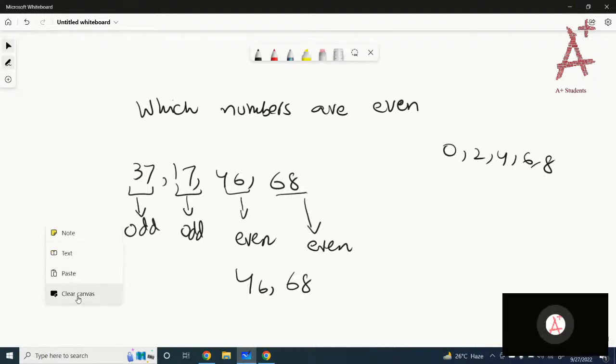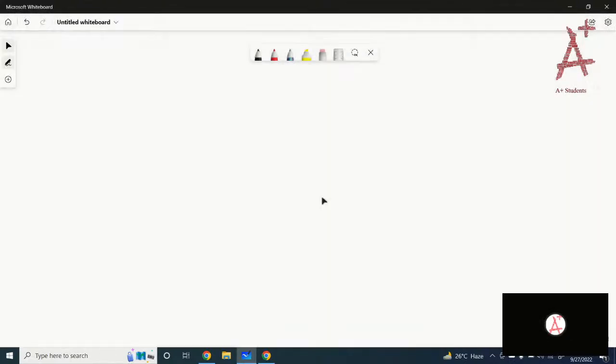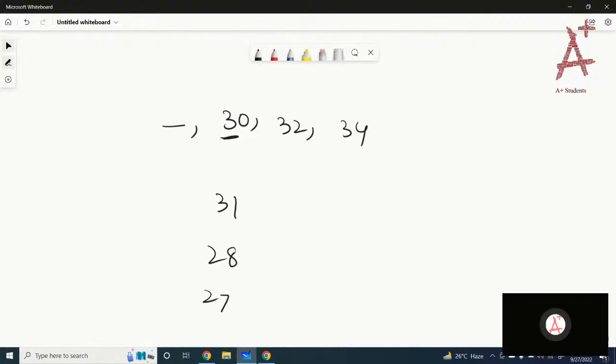Okay, the next one is: which even number comes before? You have a missing number: 30, 32, and 34. The options are 31, 28, and 27. That means they are all even numbers. So the number that is before 30 is also even, because the question says which even number comes before. So you must look for the even number. Got it?